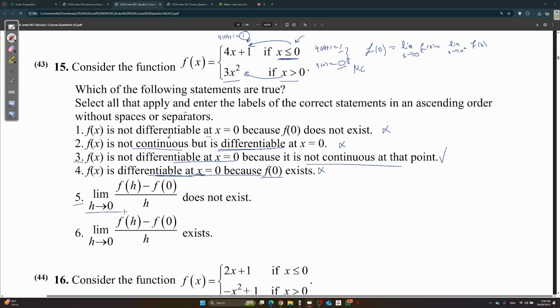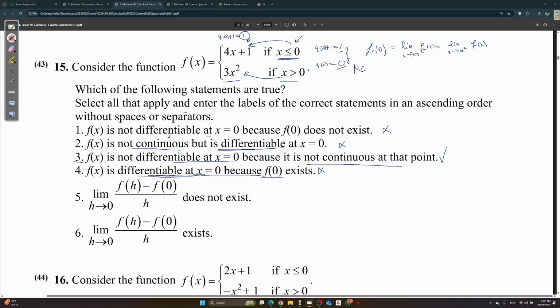5. Limit as h approaches 0, f of h minus f of 0 does not exist. Let's take a look. How do we do it? It's so easy. You just do it on your scratch paper. What's f of h? To do this, you have to do it. You don't even have to solve this. Wallah, you don't even have to solve this. How do we know it does not exist?